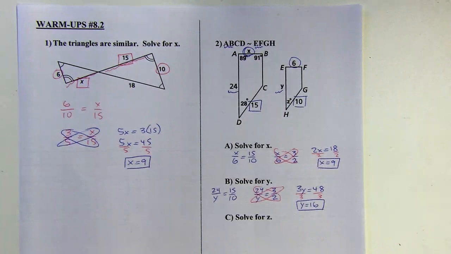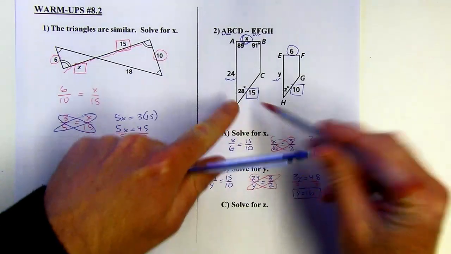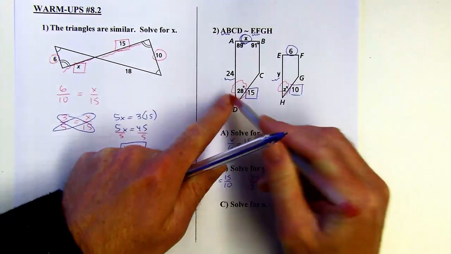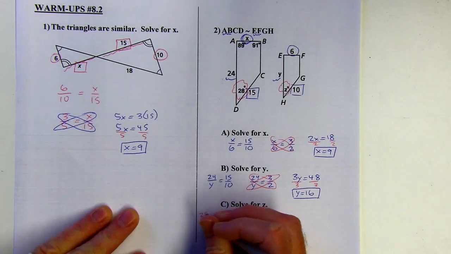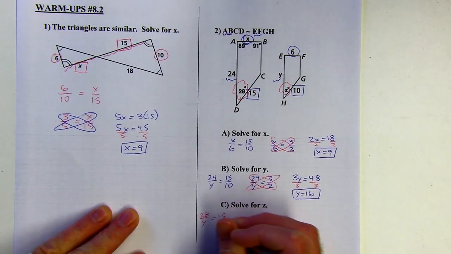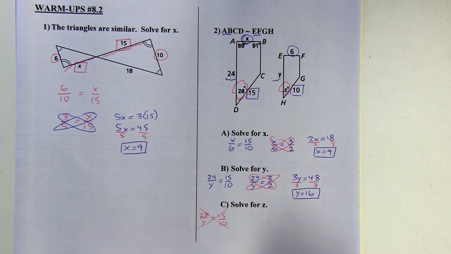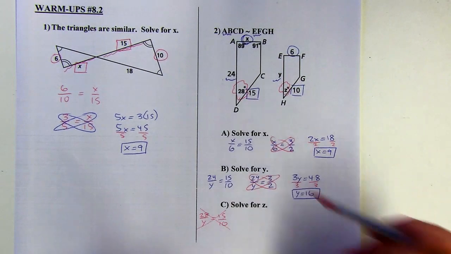Okay, and now solving for z, the last piece. So it's tempting to do the same kind of thing that we did on the last two problems. It's tempting to say, 28 is to, well, that's going to match up with the z, right? 28 is to z as 15 is to 10, but this is actually wrong. That's incorrect, okay?